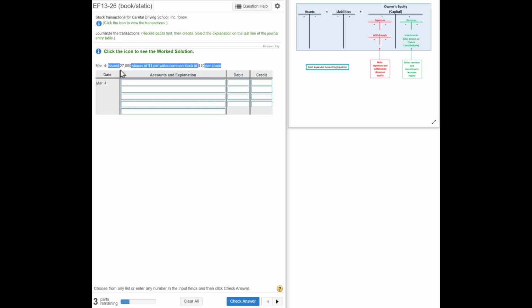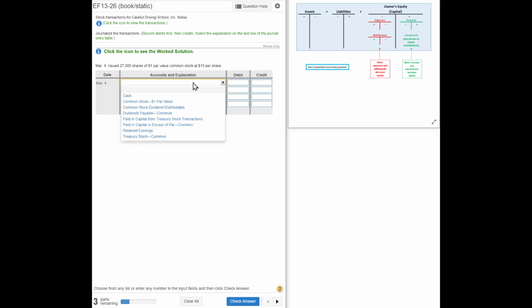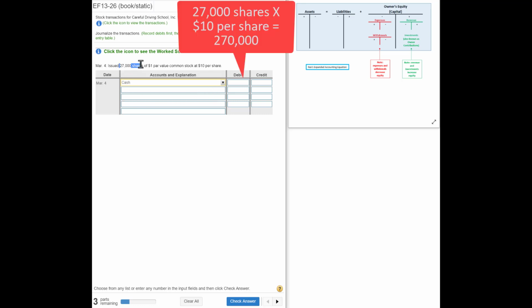On March 4th, we issued 27,000 shares of $1 par value common stock at $10 per share. So we're going to get some cash, and the amount of cash is 27,000 shares times $10 per share. So that's 270,000.